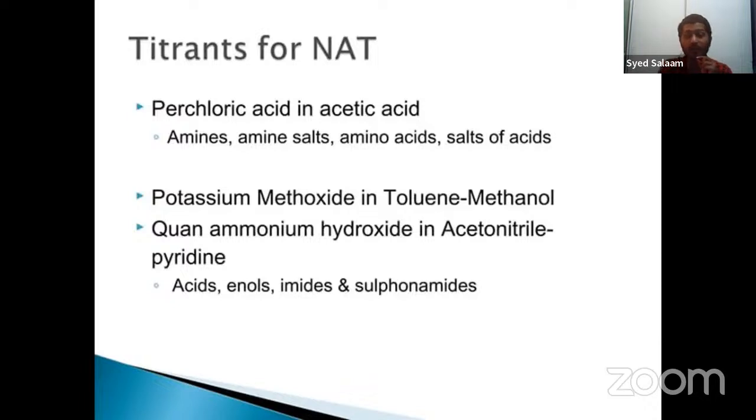Coming to perchloric acid in acetic acid, it is used for the detection of amines, amine salts, amino acids, and salts of acids. If you are taking any of this category, it is better to use perchloric acid in acetic acid as the non-aqueous solvent. Next, sodium methoxide in toluene methanol is used, and quaternary ammonium hydroxide in acetonitrile pyridine.